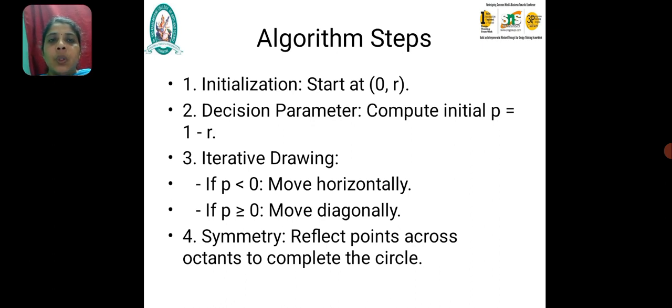The decision parameter: here we calculate the initial p equal to 1 minus r, where r is the radius. If p is less than 0, we move horizontally. If it is greater than or equal to 0, we move diagonally. Finally we draw the circle. Symmetric reflect points across octants to complete the circle. Here the octants consist of 8 parts to complete the circle.